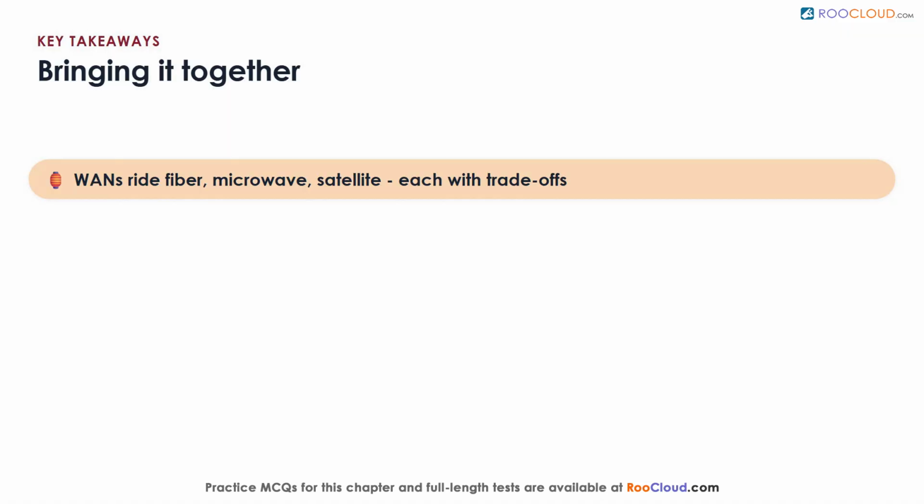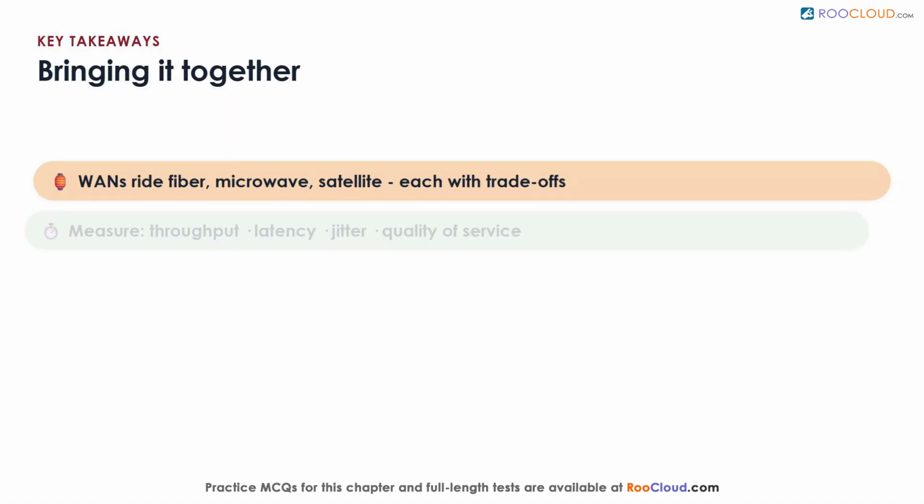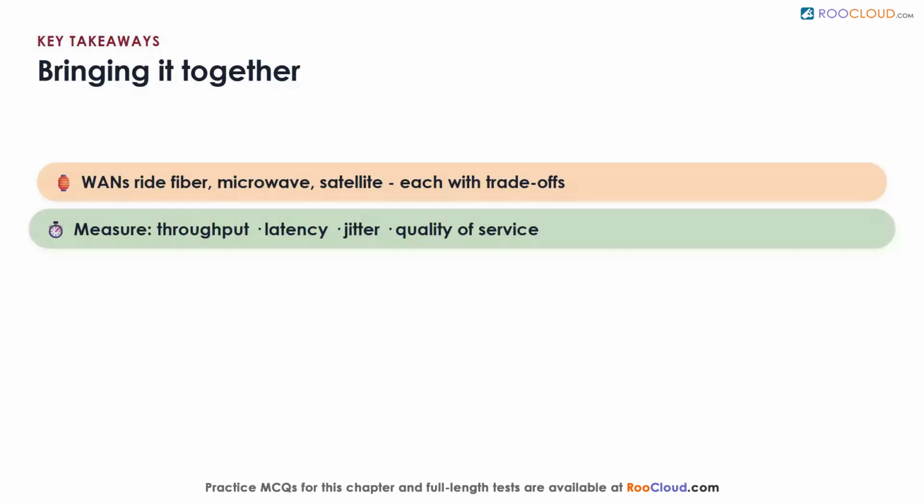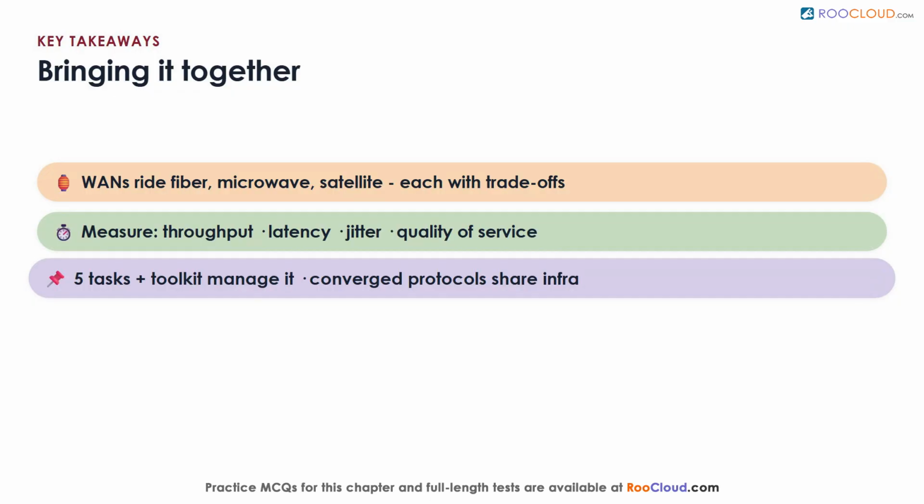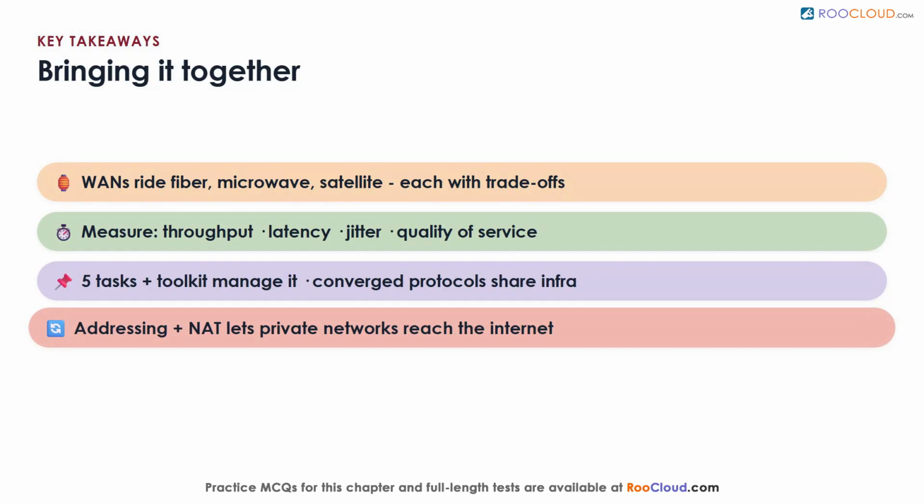So let's bring it together. Wide networks ride on fiber, microwave, and satellite, each with trade-offs. You measure them with throughput, latency, jitter, and overall quality of service. 5 tasks and a toolkit keep them managed, while converged protocols share the infrastructure. And addressing, with translation, lets private networks reach the wider internet. In the next part, we'll turn to the hardware itself and the devices behind it.